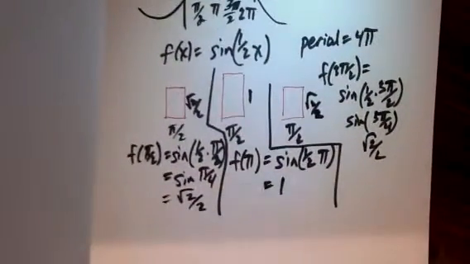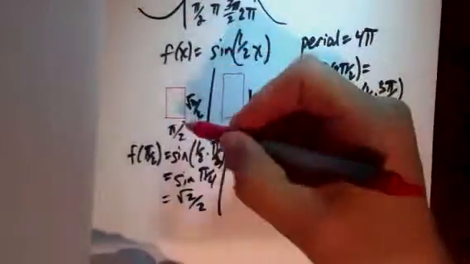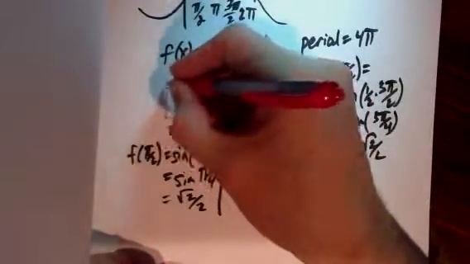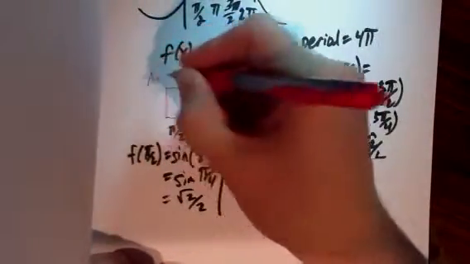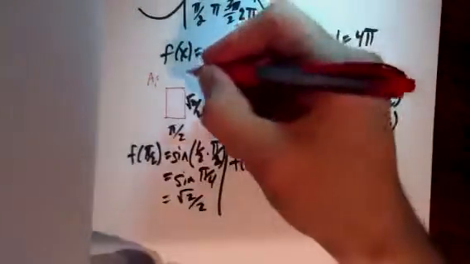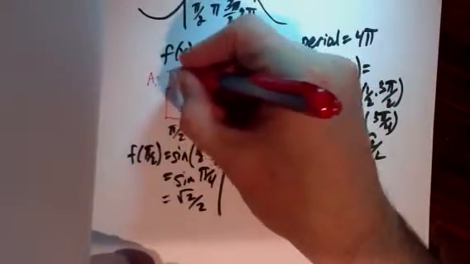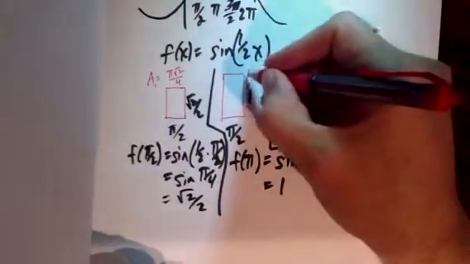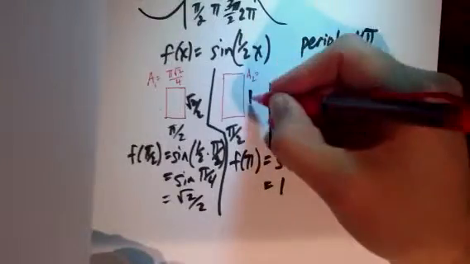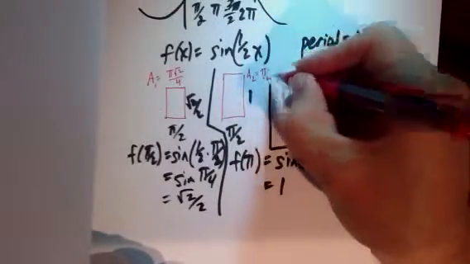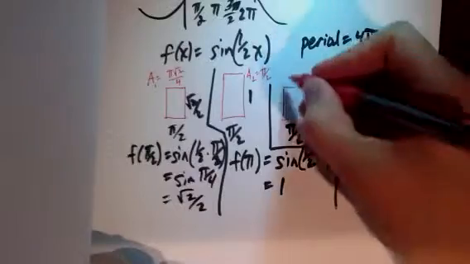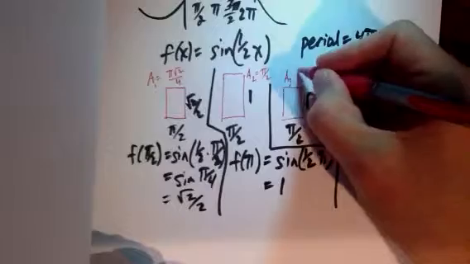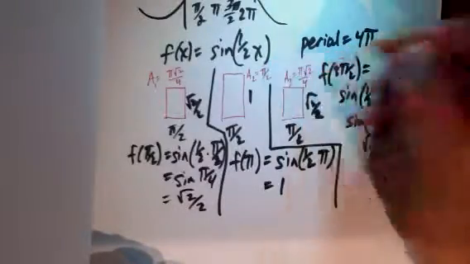So now what we're going to do is just calculate the area of each one. Pi times root 2 over 2, the area of the first rectangle would be pi root 2 over 4. The area of the second rectangle is going to be 1 times pi over 2, which is pi over 2. The area of the third rectangle is the same as the area of the first rectangle, so it's pi root 2 over 4.